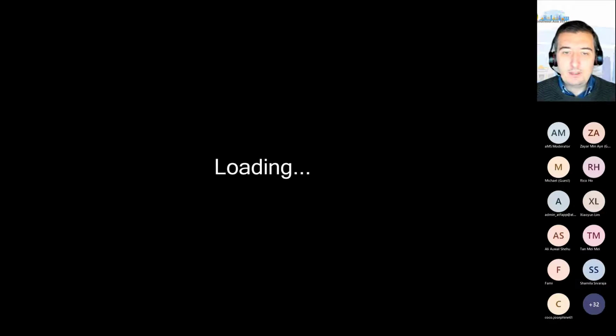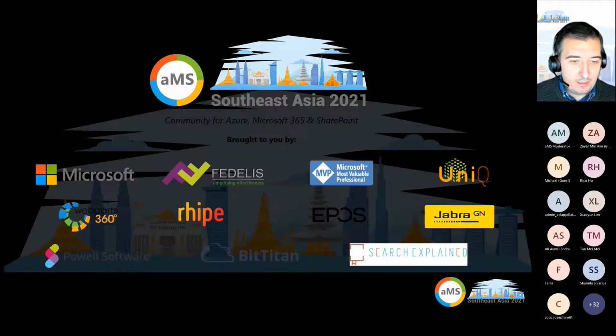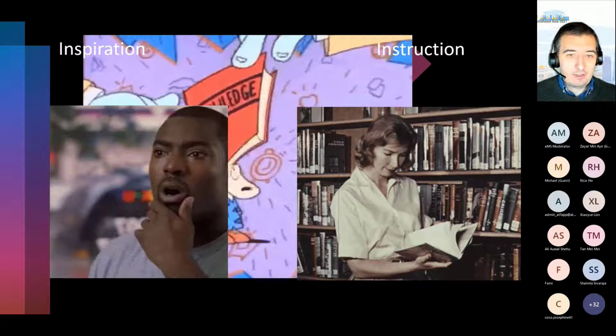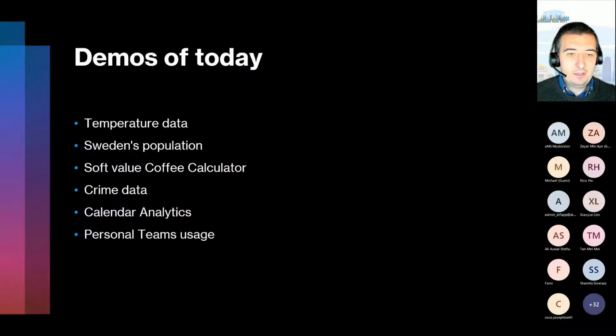And you can still not move through the pages. Perfect. Let's go through all of these again. Back to the correct one. Whoops, sorry. So we've covered temperature data, Sweden's population, the soft value coffee calculator, crime data, and then 2 reports that you can download and open in Power BI Desktop by yourselves: calendar analytics as well as personal Teams usage.